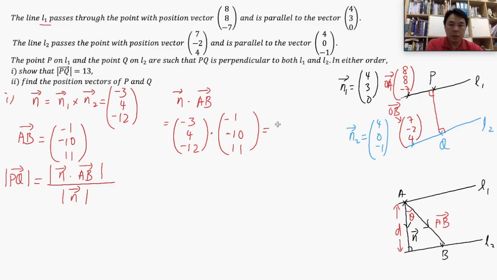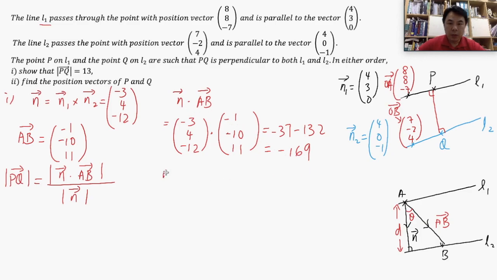So from here we have, let me see what we have here. -40, -37, so -37, and then -12 times 11 is 132. So therefore we have, hold on, -169. So the scalar product between n and AB is -169.